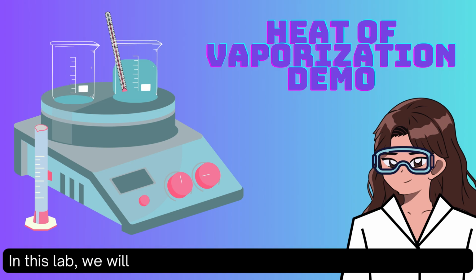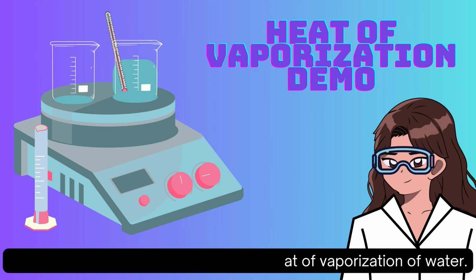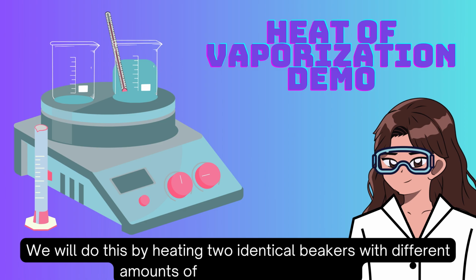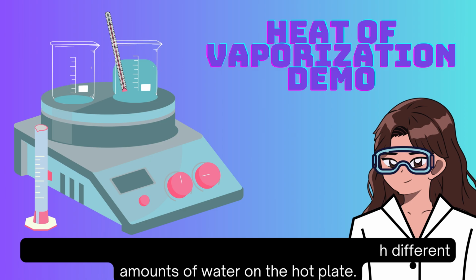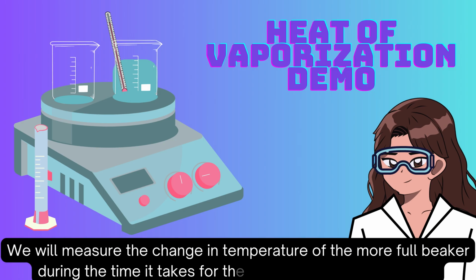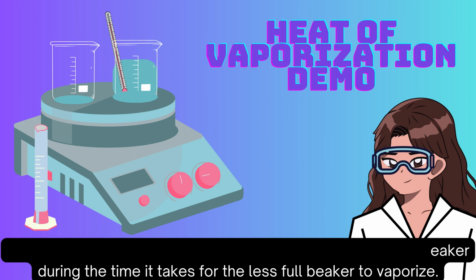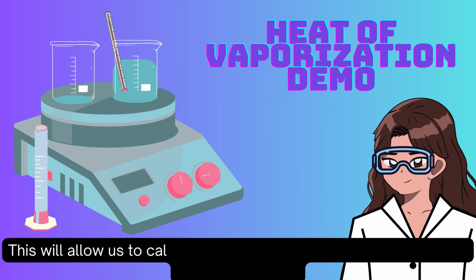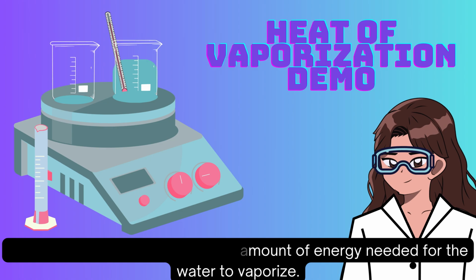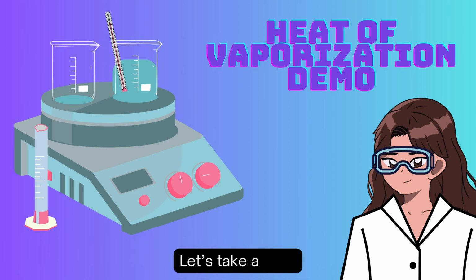In this lab, we will be determining the heat of vaporization of water. We will do this by heating two identical beakers with different amounts of water on the hot plate. We will measure the change in temperature of the more full beaker during the time it takes for the less full beaker to vaporize. This will allow us to calculate the amount of energy needed for the water to vaporize. Let's take a look.